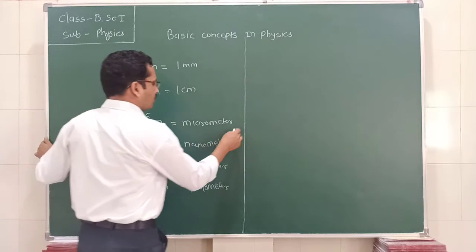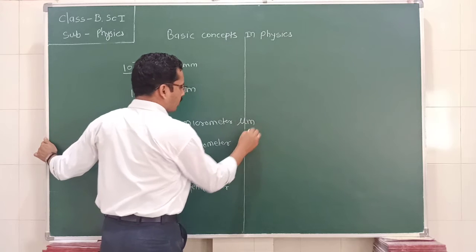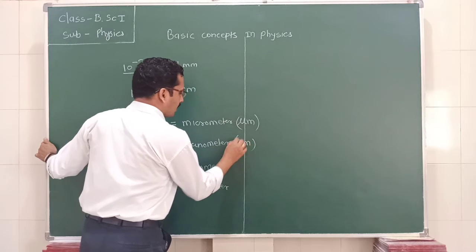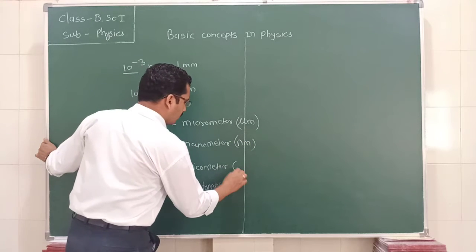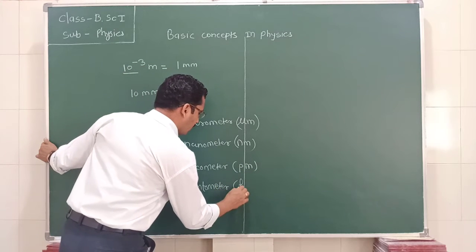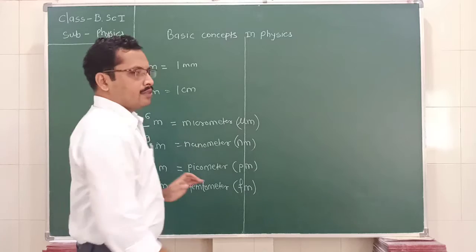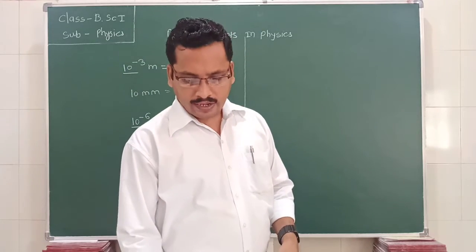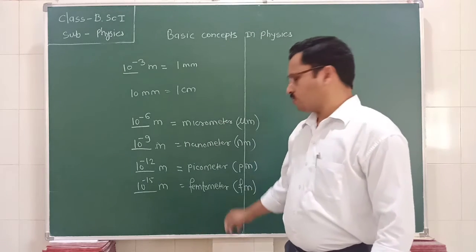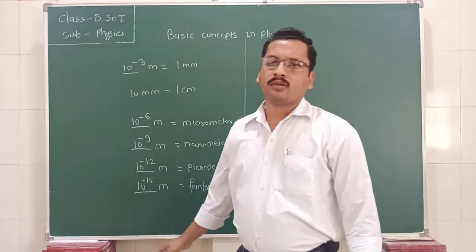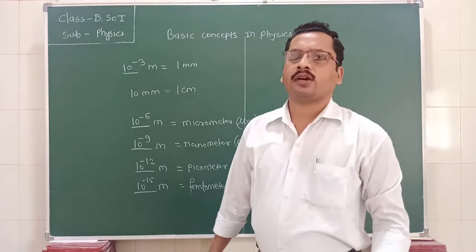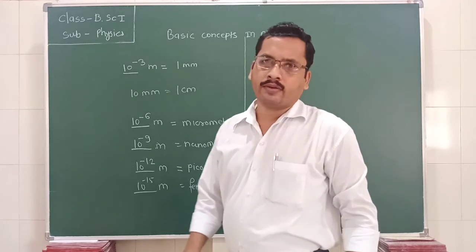The micrometer is represented like this, µm. The nanometer is represented like this, nm. The picometer, small p, small m, and the femtometer, fm. The radius of an atom or the radius of a nucleus can be represented in terms of the femtometer. It is also called the Fermi. The radius of the nucleus is approximately 1.5 Fermi.